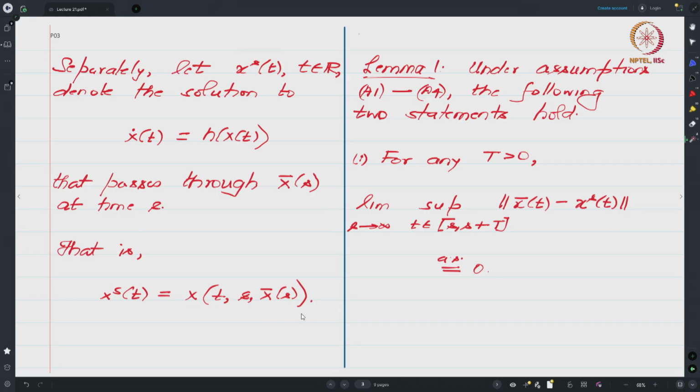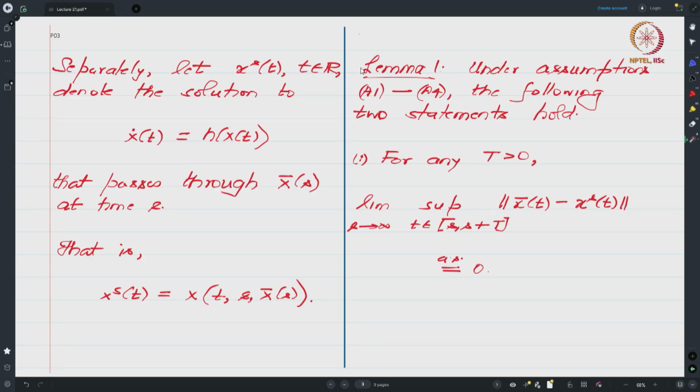And if you recall, we had developed a notation to characterize the solution in terms of the initial time and the initial condition. So, in that notation your x^s(t) is basically x(t, s, x bar(s)). So, this emphasizes that this solution passes through x bar of s at time s, is this okay, right. So, we will use this shorthand notation. To prove the theorem that we stated on the previous slide, we will need this intermediate technical result. So, let me first state this result.